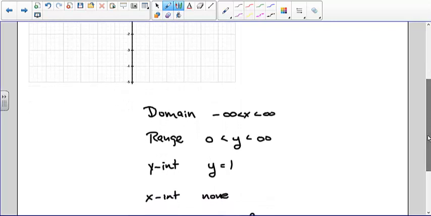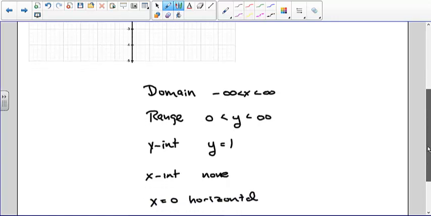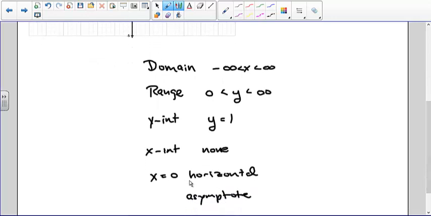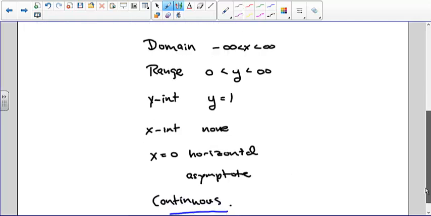And it has no x-intercepts because the range doesn't cover all real numbers. And the horizontal asymptote depends which way you're going. If you go to negative infinity, it has a horizontal asymptote at y equals 0. But as far as x greater than 0, the horizontal asymptote does not exist.